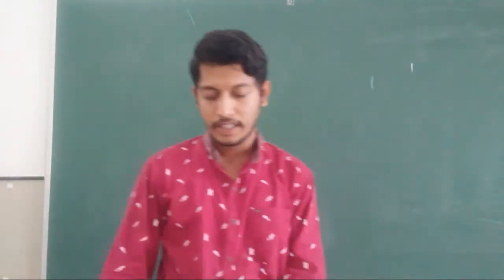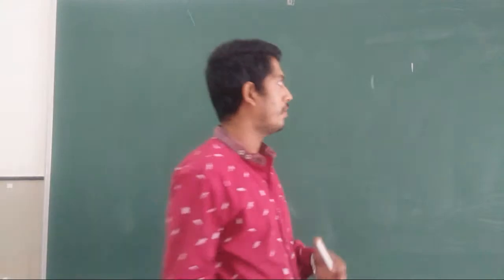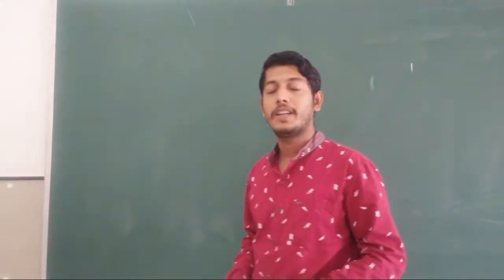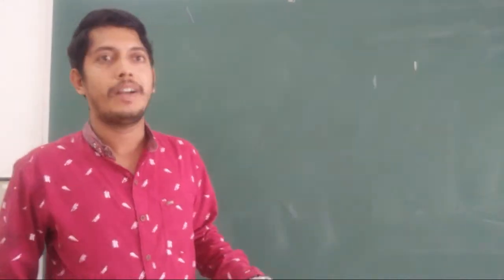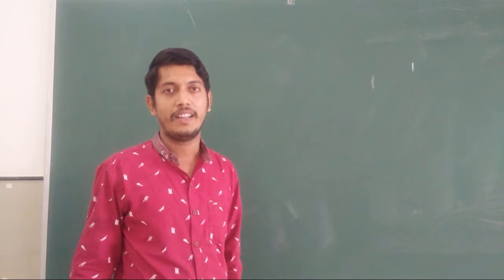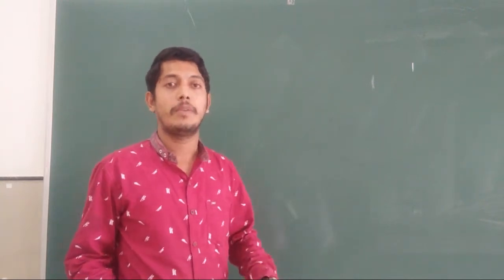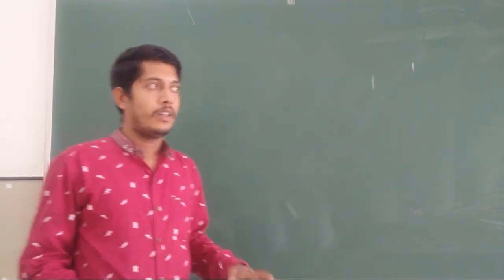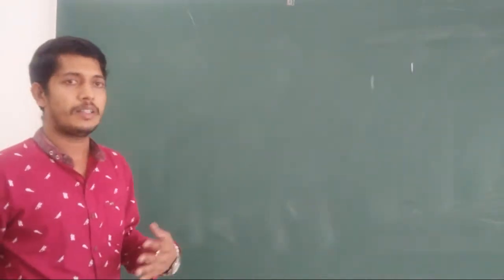In the previous class, we learned about the multiplication of monomial and monomial. Also, if length and breadth are given, how to find the area of a rectangle, and similarly, if length, breadth, and height are given, how to find the volume of a cuboid. That we learned in the previous class.